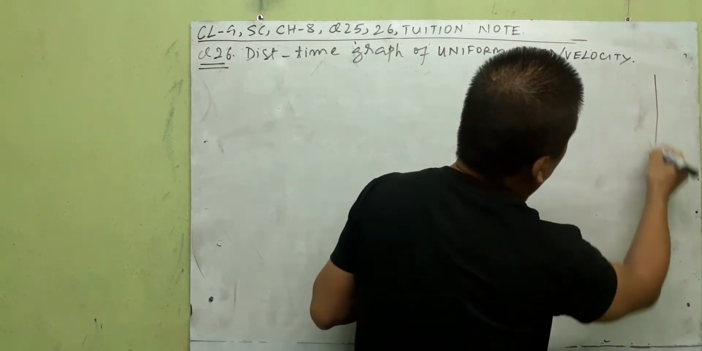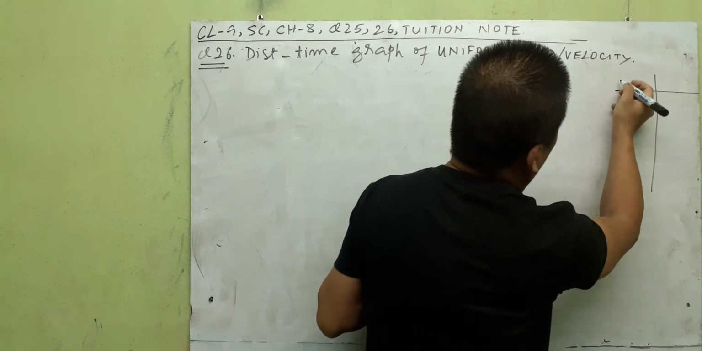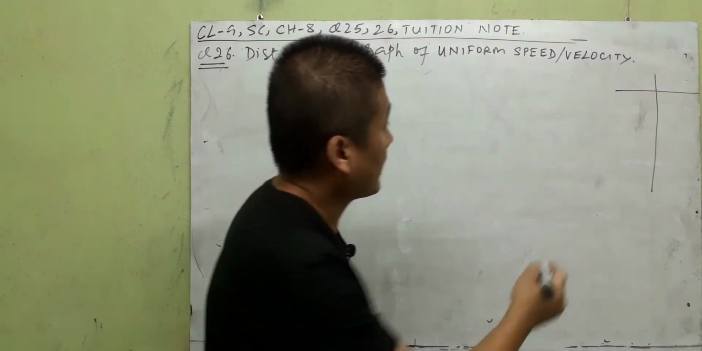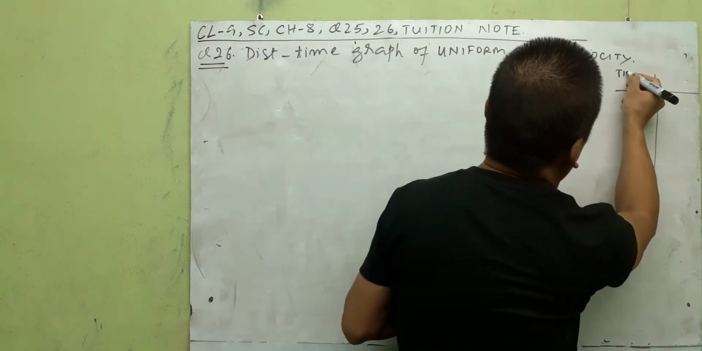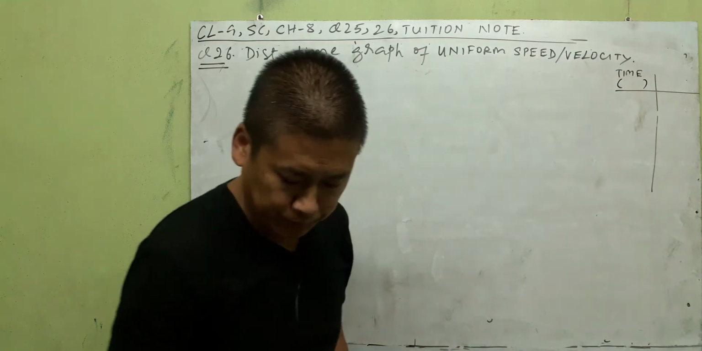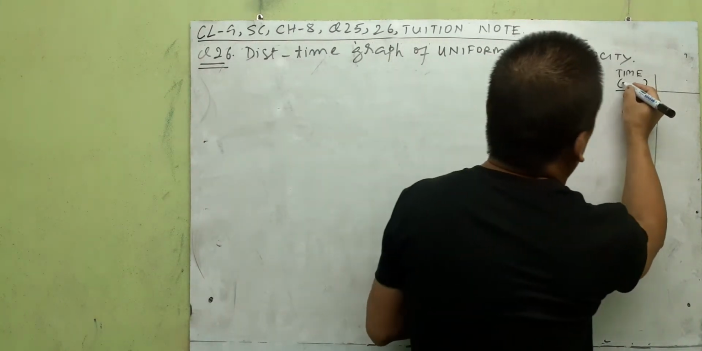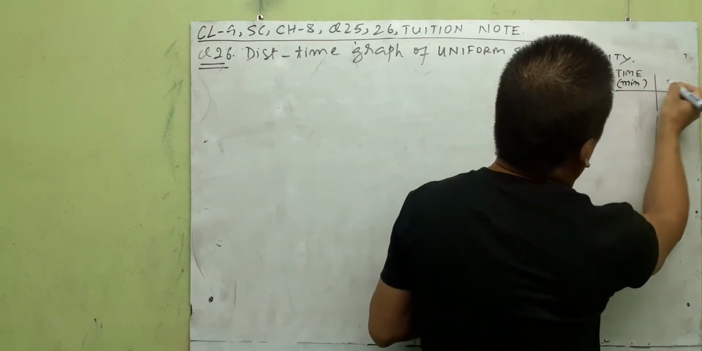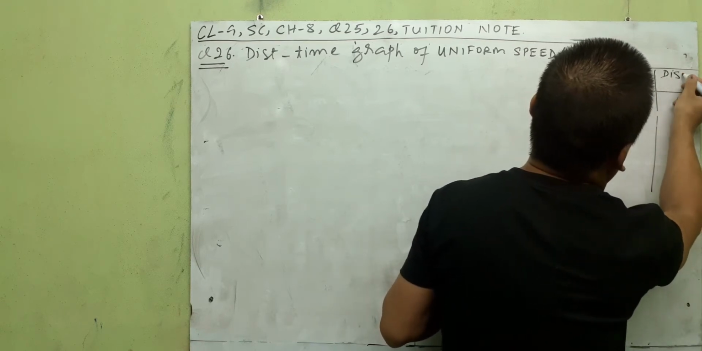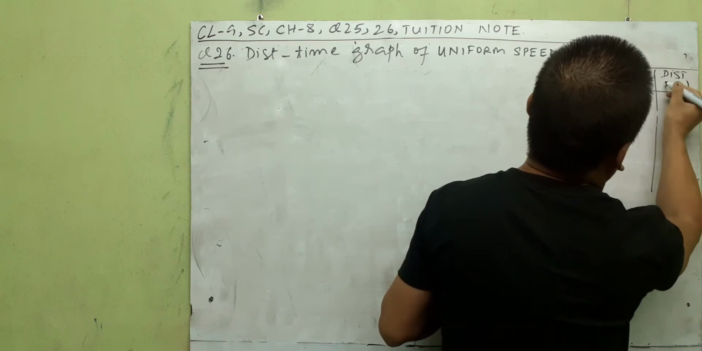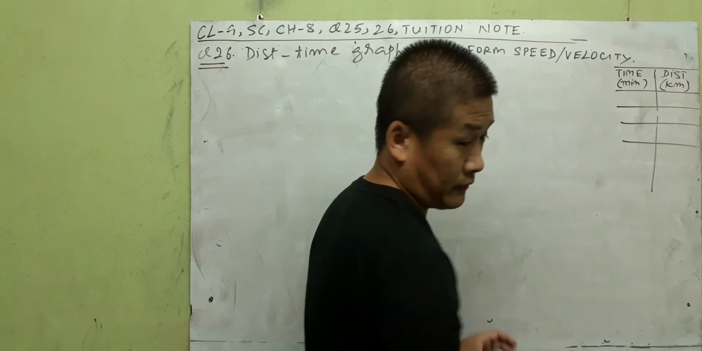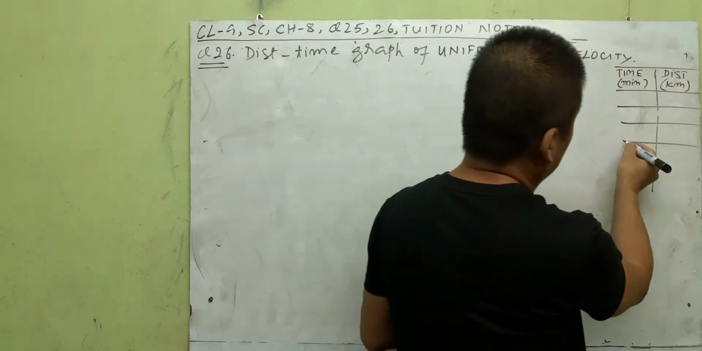Here, let us say this is a distance time graph. This side we take time, and time is in, let us say, minutes, and then this side is distance. Let us express it in kilometers for this purpose. 1, 2, 3, let us say. That's enough, I think.